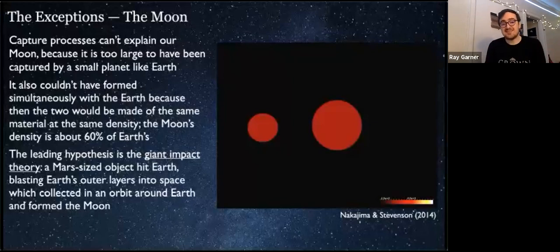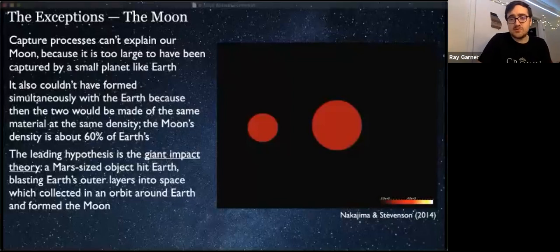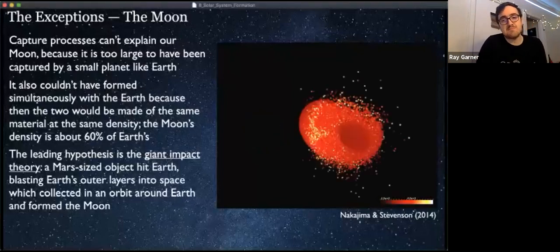The leading hypothesis is the giant impact theory. A Mars-sized object named Theia hit Earth, but at an angle. It kind of skimmed Earth, and that caused the Earth's outer layers to be blasted into space, which then collected in an orbit around the Earth and formed the moon over the course of maybe a few weeks to a few months. Here's a beautiful simulation of that impact.